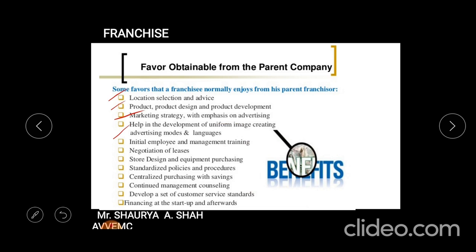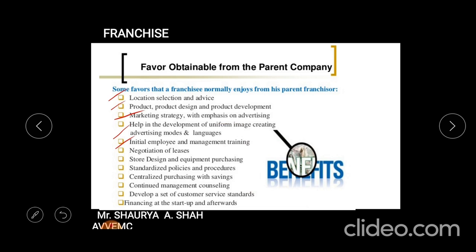Initial employee and management training. The employees which you are recruiting, that training is also provided by the parent company. Negotiation of leases. The place, the location where you are opening your outlet or your franchise, there the negotiation of leases is also provided by the company legal experts.